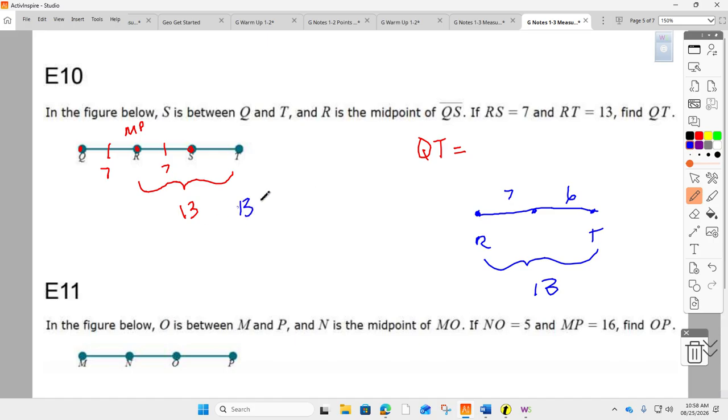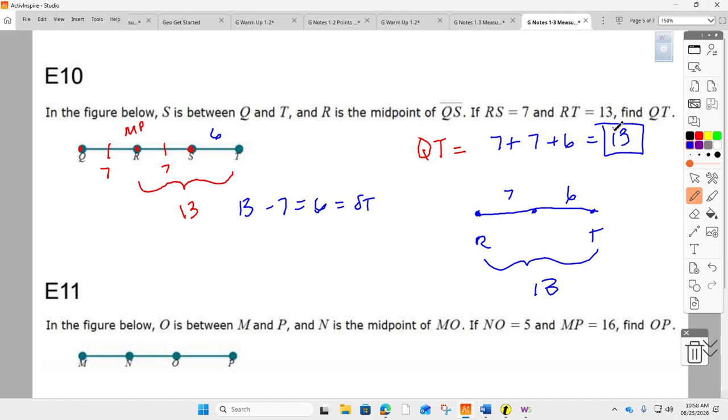is ST. Now to find QT, it's 7 plus 7 plus 6, which is 20. It's the same thing, we've just added a little extra part to it. Freeman, you good, honey? Any questions?